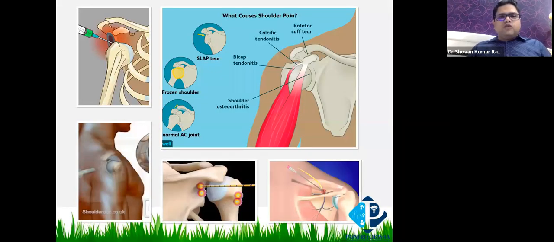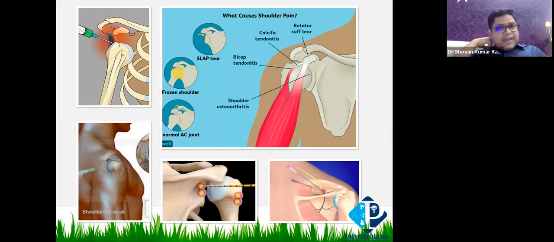Now, particularly for the shoulder pain, there can be various reasons. Nowadays, ultrasound is a boon for us, so that we can at least diagnose if there is an AC joint pathology, a labral pathology, calcific tendinosis, or a rotator cuff tear. Everything can be diagnosed with ultrasound, if not with the MRI.